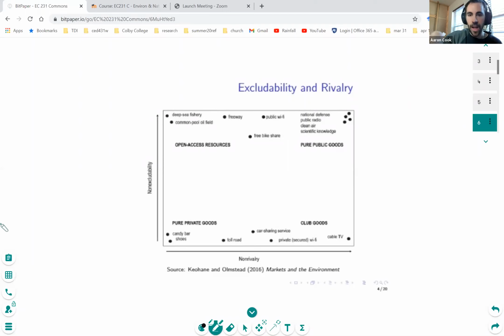And then up here in the upper right, you have what's pure public goods. Those are things that have neither excludability nor rivalry. So national defense: the United States spends a certain amount on its military, you are able to benefit from that, and the fact that you're able to benefit doesn't prevent me from benefiting as well. We all share the benefits of having a defense against enemy invaders.